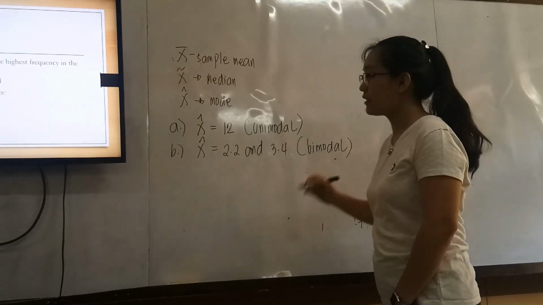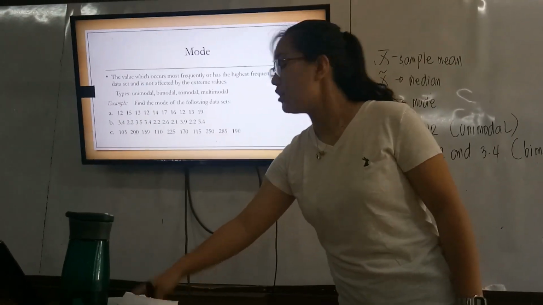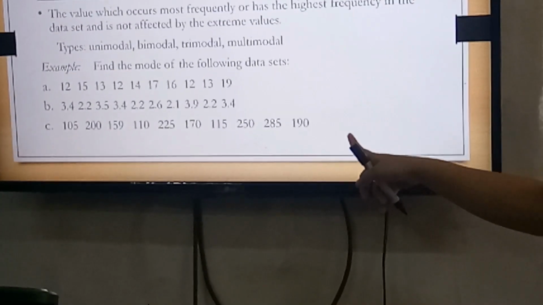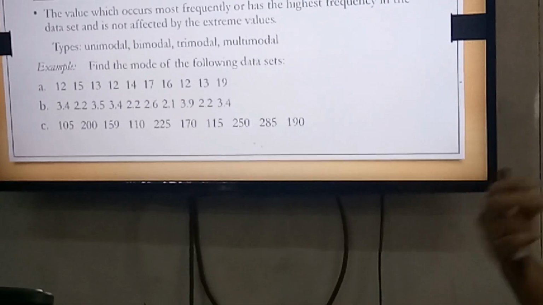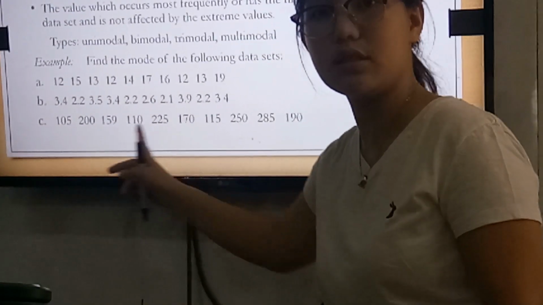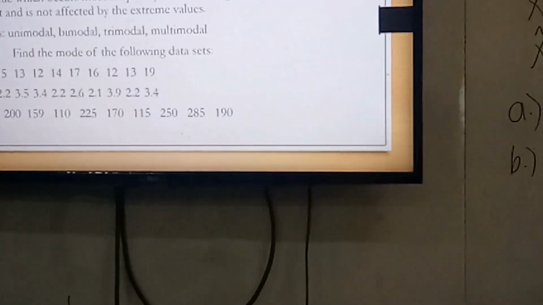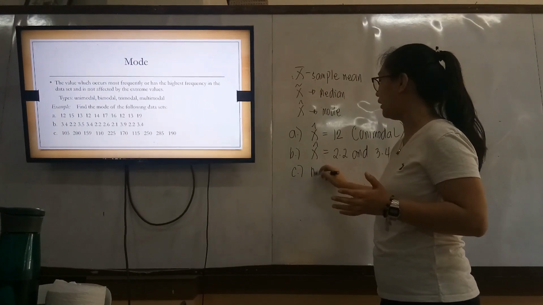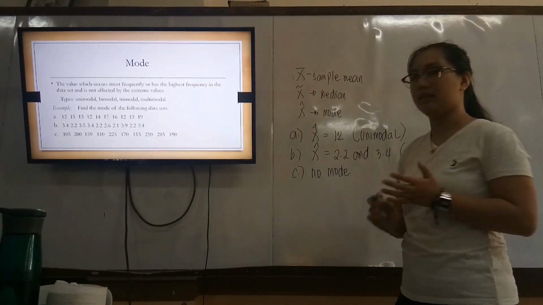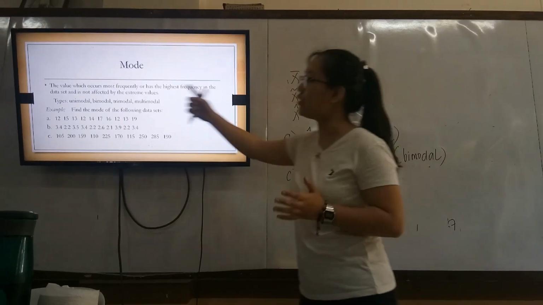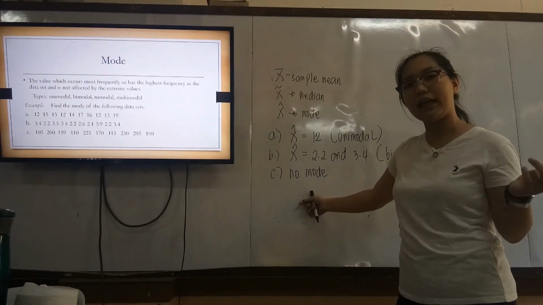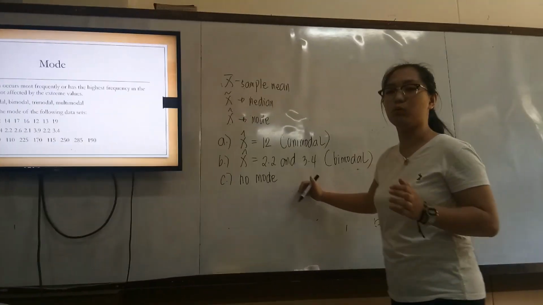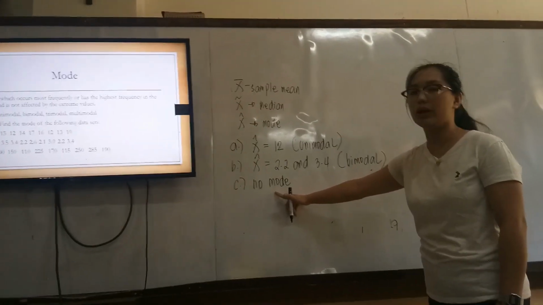Do you remember? Okay, let's try the third example. By inspection, we can see that all values actually appear once, right? So since all of the values appeared only once, there's no certain mode. All you have to do is write there, no mode. And of course, there's no classification because it has no mode. So nobody should write no modal there. If I see that, I will scold you. So we have no mode for letter C.